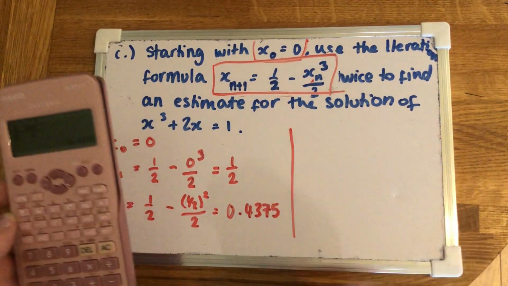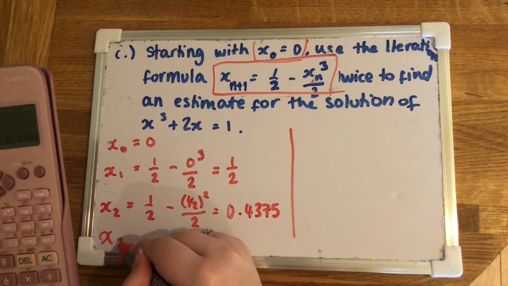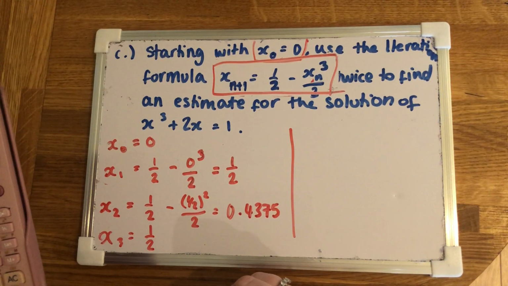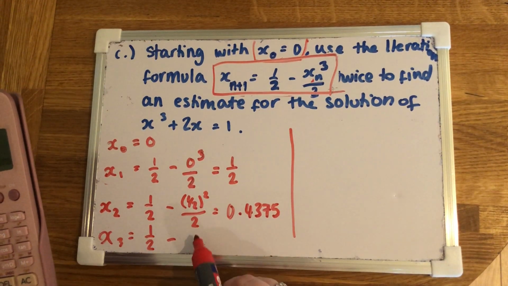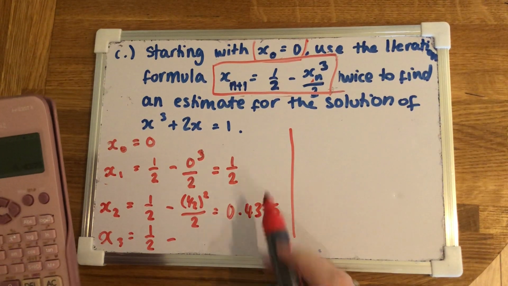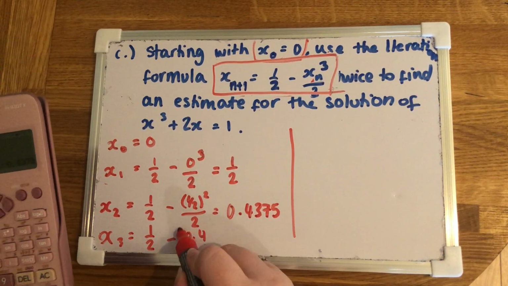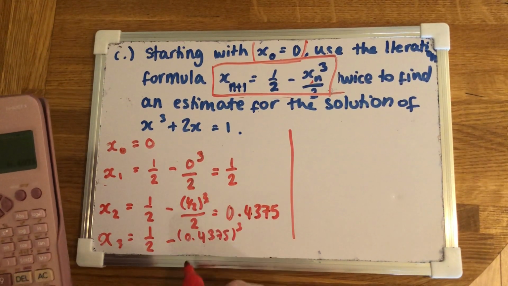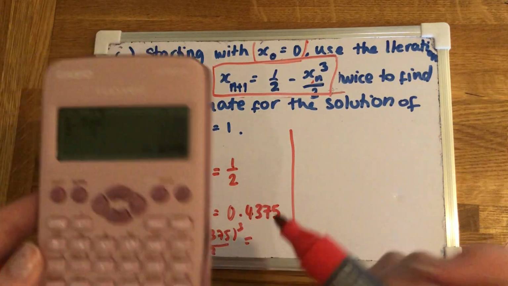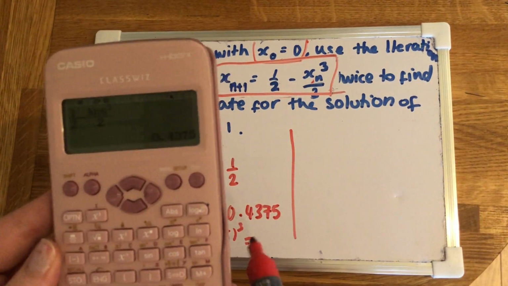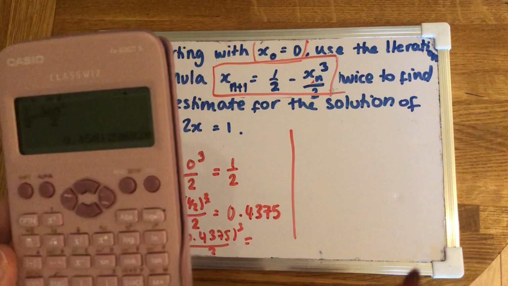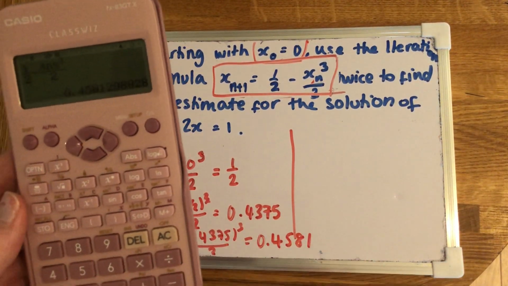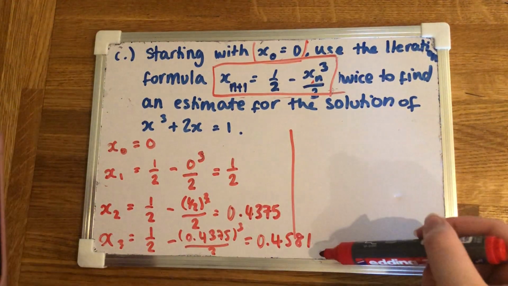0.4375. And again, I'm going to do it one more time on this bit. So exactly the same thing, write out the formula, but this time rather than using a half, we're going to use the new amount that we had here. So 0.4375 cubed divided by 2. Now, because I've clicked answer here, I can get the next number just by clicking equals. So that gives me 0.4581. Now, if you look at the numbers, they're still changing.